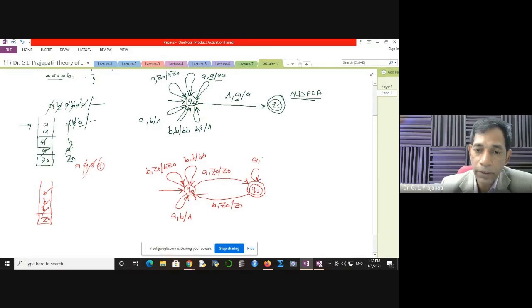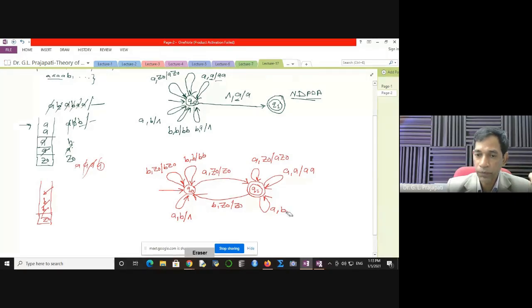Your input can be A and top is Z0, so you need to save it. Your input can be A and top can also be A. Just save, you have more number of A's, so you are still in the same state. Other possibility, your input is A and top is B. This kind of combination you will never find in this case, because you have more number of A's.